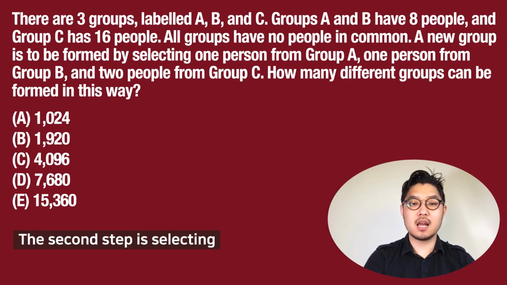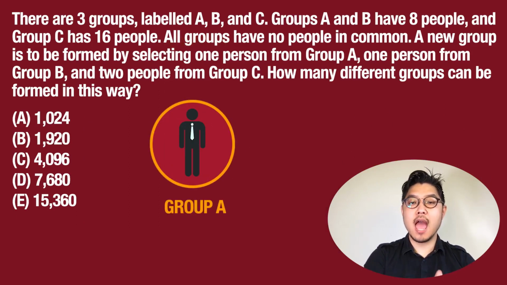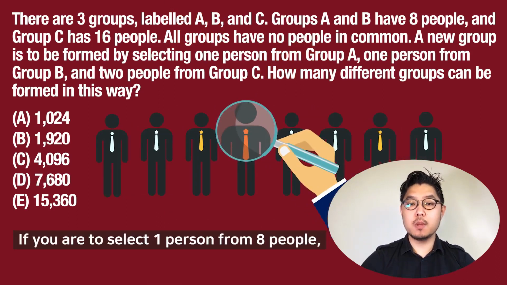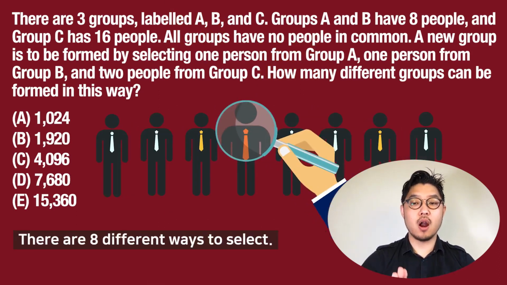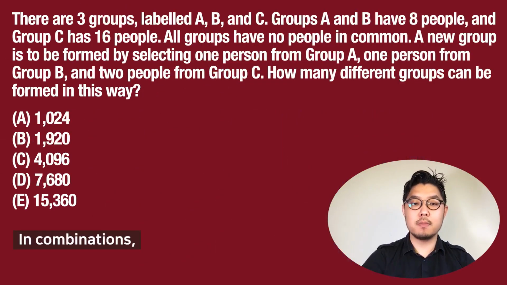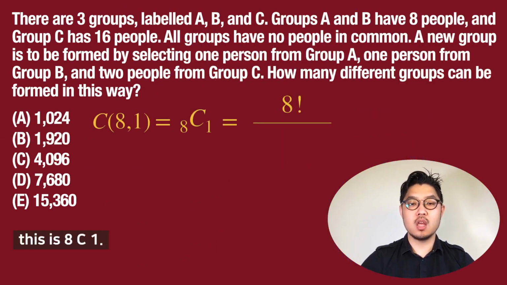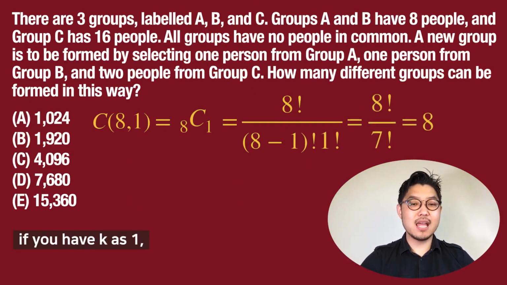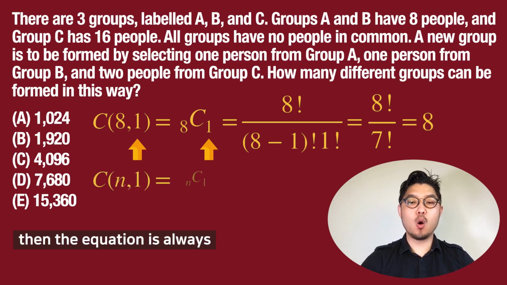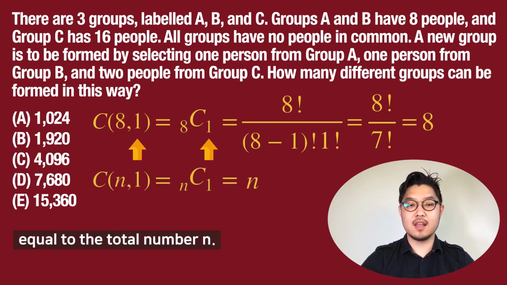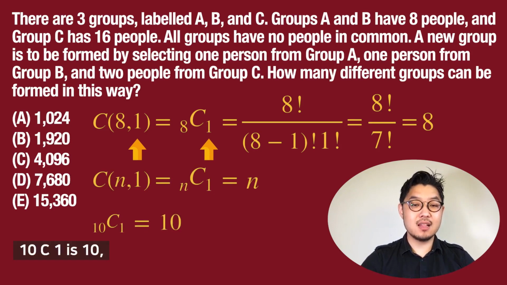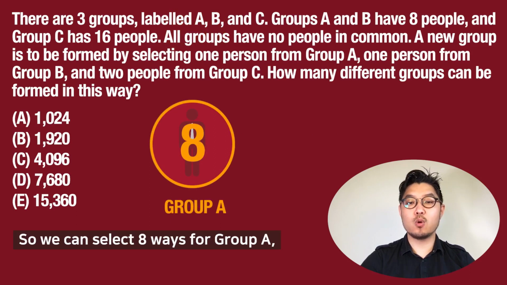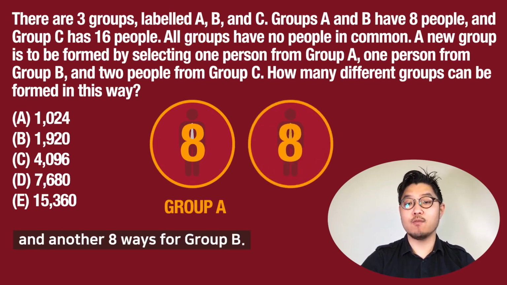The second step is selecting one person from Group A and another person from Group B. If you are to select one person from 8 people, how many ways are possible? There are 8 different ways to select. In combination, this is 8C1. Using this formula, it ends up with the number 8. That's right. If you have k as 1, then the equation is always equal to the total number n. For example, 10C1 is 10, 20C1 is 20, and so on. So we can select 8 ways for Group A and another 8 ways for Group B.